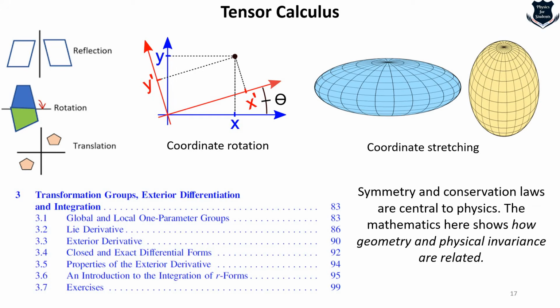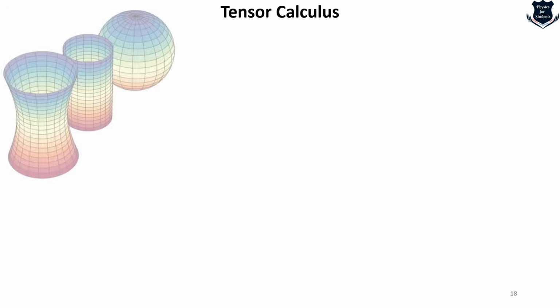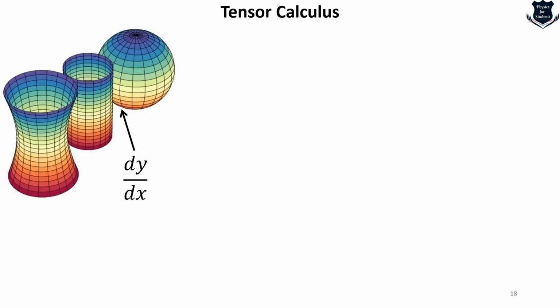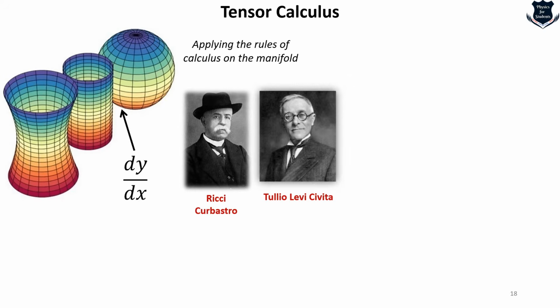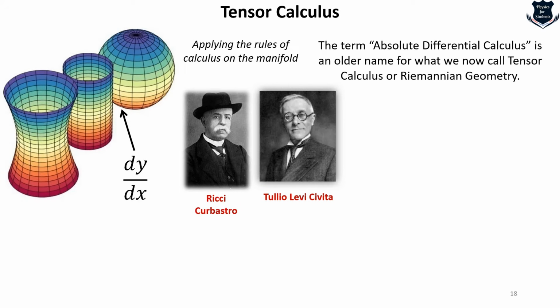So the mathematics here shows how geometry and physical invariants, or invariant quantities, are related. If you are stretching, squeezing or rotating, the physics should remain the same, and in order to do that, what we need is what is called tensor calculus. Now, from tensor calculus, we can also say that the general rules of calculus apply on the manifold. As you can see here, this idea was originally proposed by Ricci-Curbastro and his student Tullio Levi-Civita, and this is what is called absolute differential calculus, our next step. In modern days it is called tensor calculus. It was originally coined as absolute differential calculus.